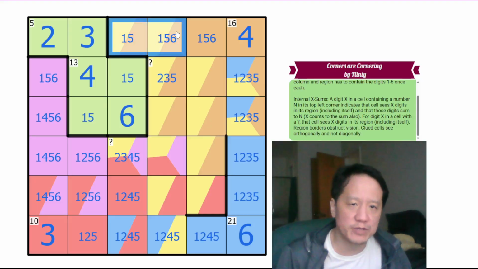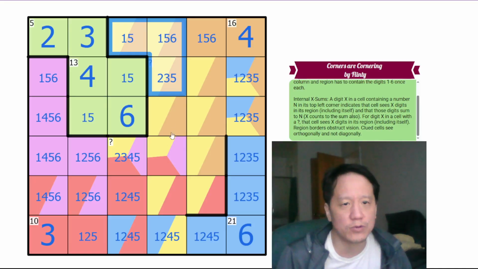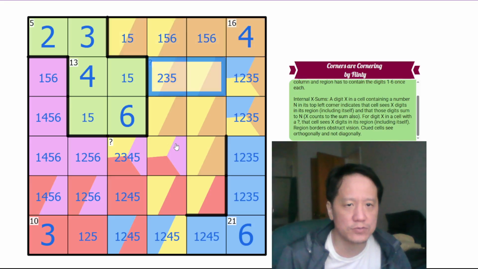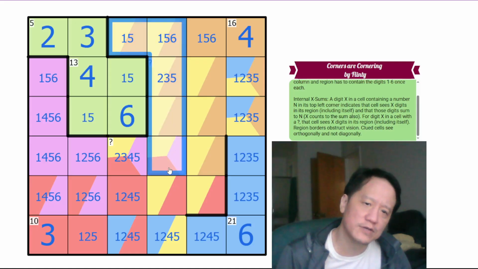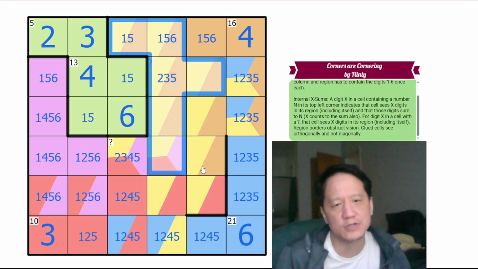So this must be the same region as this, guaranteed. But we don't know if it's yellow or orange, because it could be 4 here and then sees those 2. So either way, I don't think this can ever be 5, right? It could be, I guess. Be 5 like that, or 5 like this, or something.